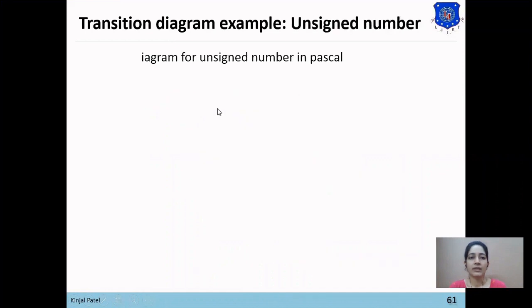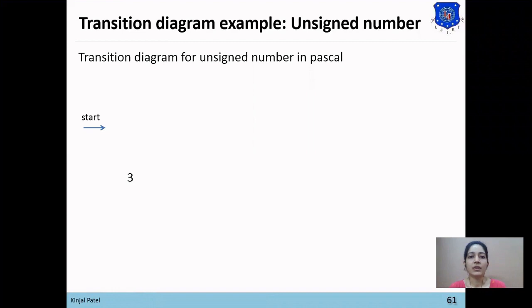We'll see one more example of a transition diagram, that is the transition diagram for an unsigned number in Pascal. First, we will draw the transition diagram for an integer. In an unsigned number, there can be an integer, a fractional number, or an exponential number. So we will see one by one how we can draw the transition diagram for an unsigned number.